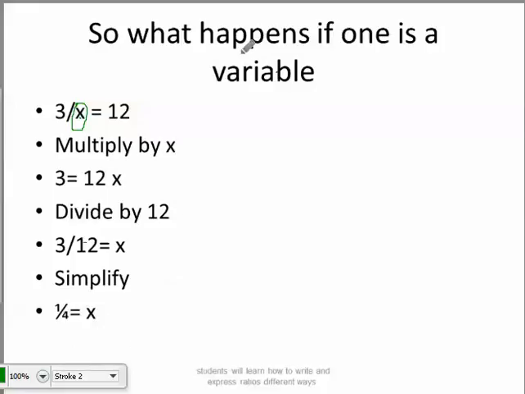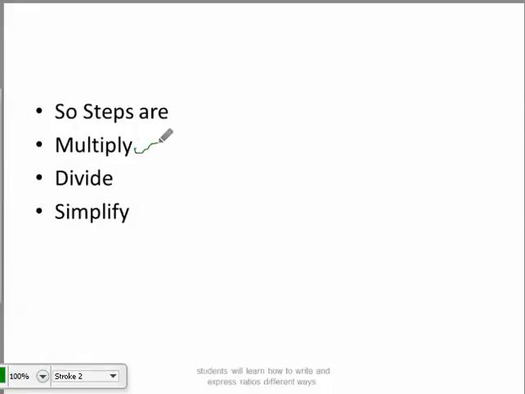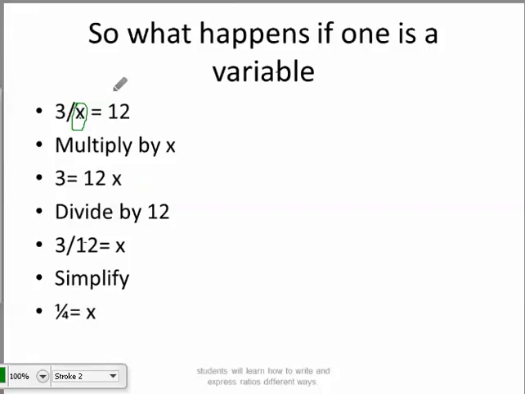I just gave you the steps for solving a ratio problem. Multiply, divide, and simplify. Those are your steps that you would follow. Multiply, divide, and simplify. Example right there. Okay? So, like I said, some basic things you probably have already covered about ratios.